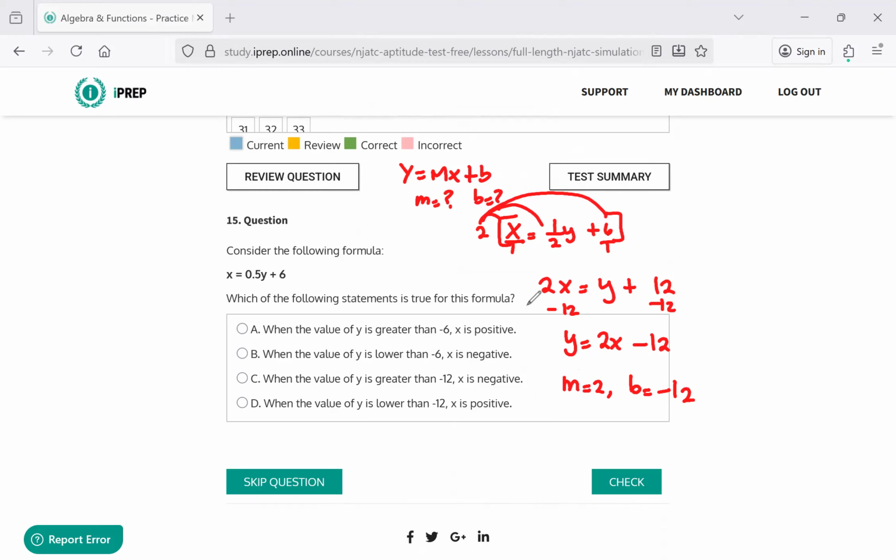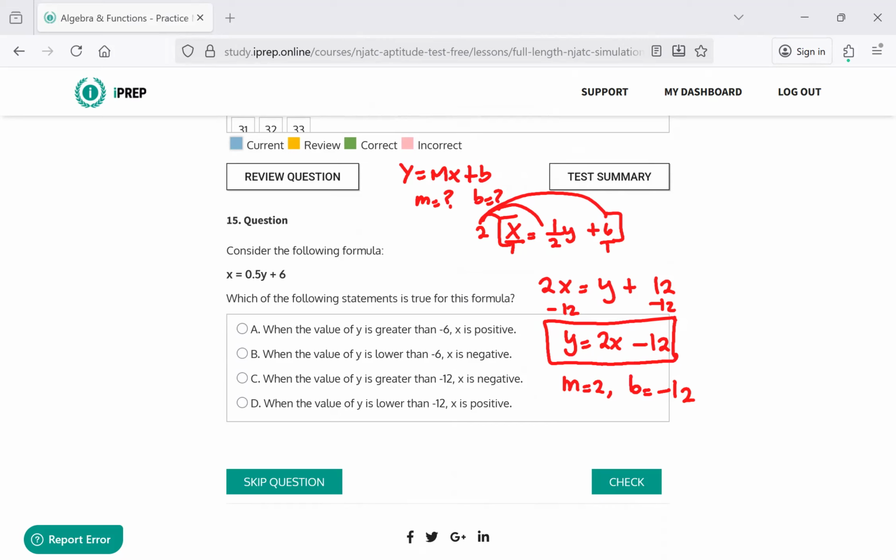How would I graph this? So this is my graph. You can do the rise over run method, plot the b, and then do the slope, rise 2 over 1. Or you could just find the x-intercept and the y-intercept, right? I think I should do that. I'm not going to graph this using the rise over run method. I'm just going to graph this by finding the y-intercept and the x-intercept.